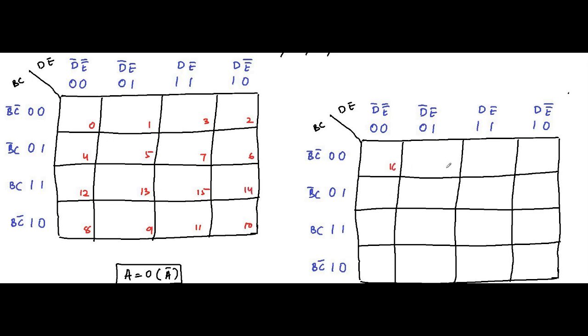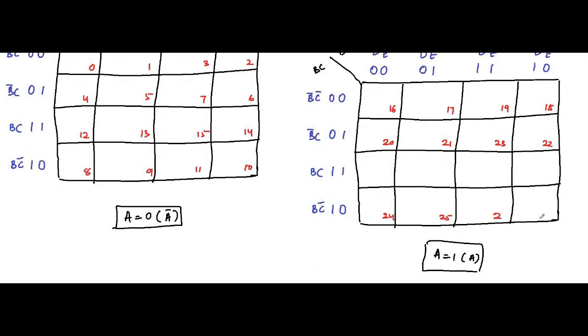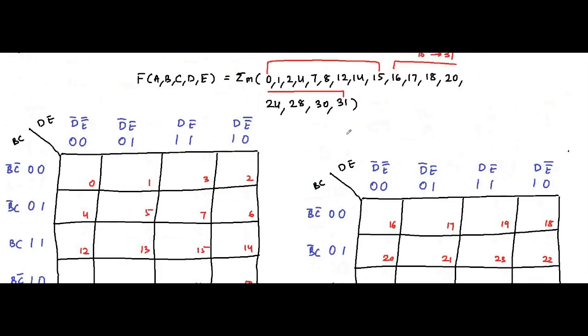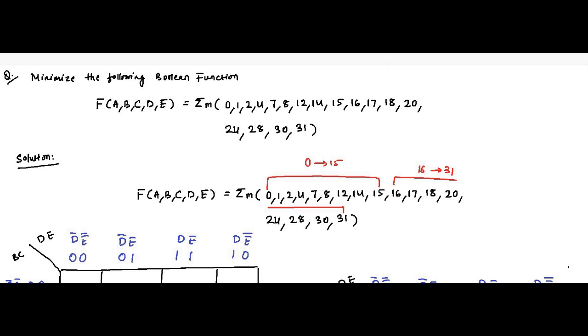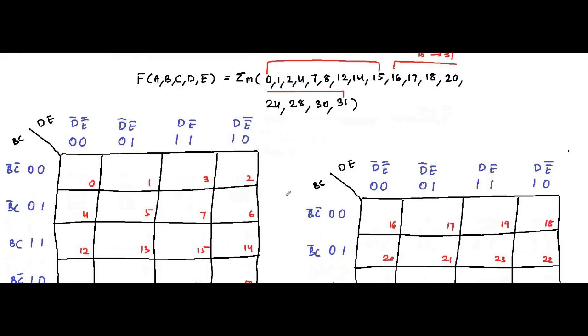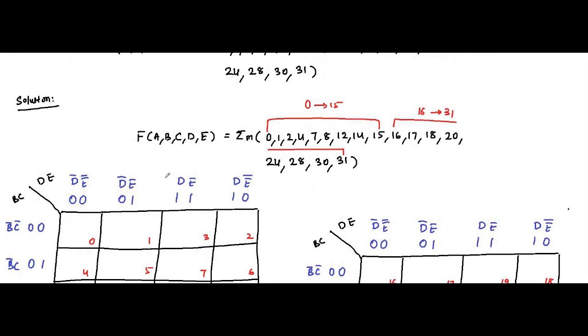Here it is 16, 17, 19, 18, 20, 21, 23, 22, 24, 25, 27, 26, 28, 29, 31, 30. The minterm values have been assigned to the cells. Now we have to map or plot these minterm values into the respective K map: 0 to 15 in the first K map, 16 to 31 in the second.